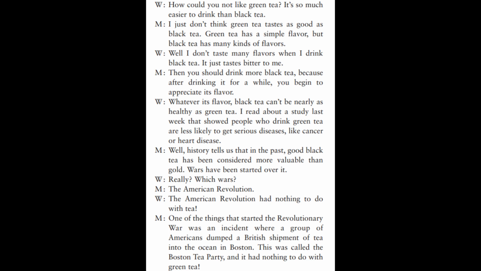Whatever its flavor, black tea can't be nearly as healthy as green tea. I read about a study last week that showed people who drink green tea are less likely to get serious diseases like cancer or heart disease. Well, history tells us that in the past, good black tea has been considered more valuable than gold. Wars have been started over it.